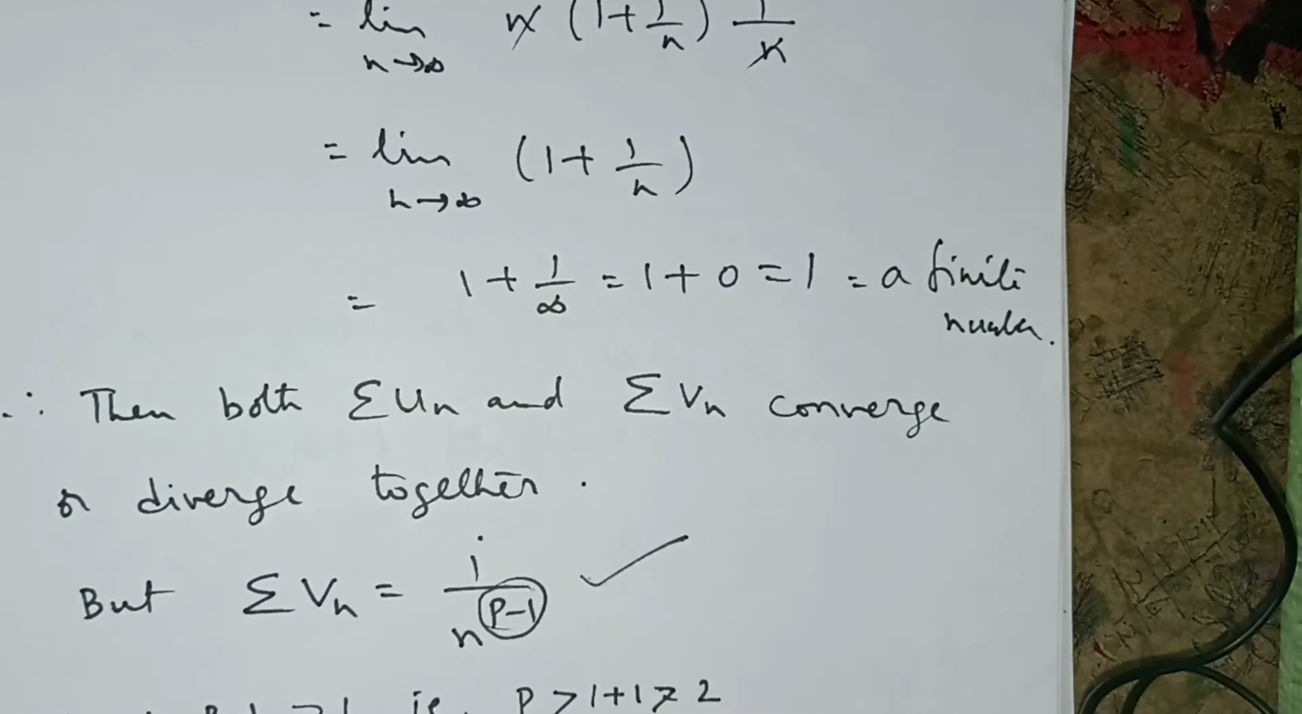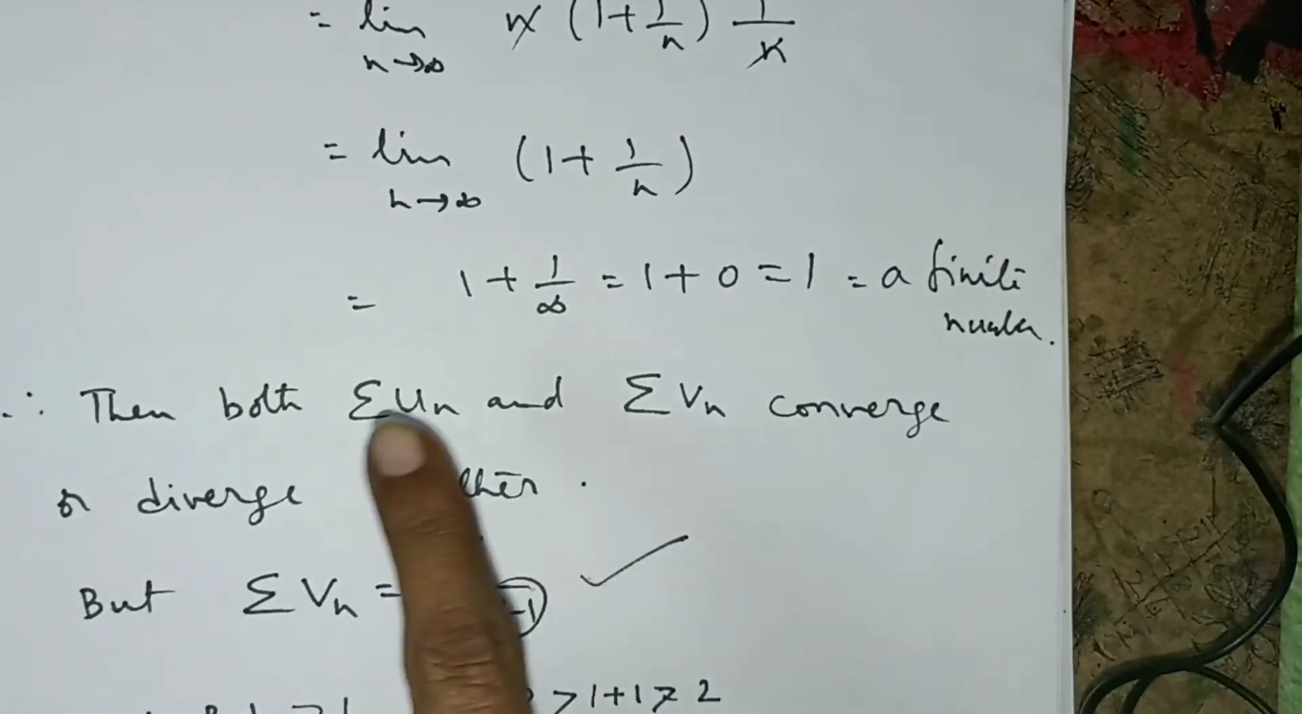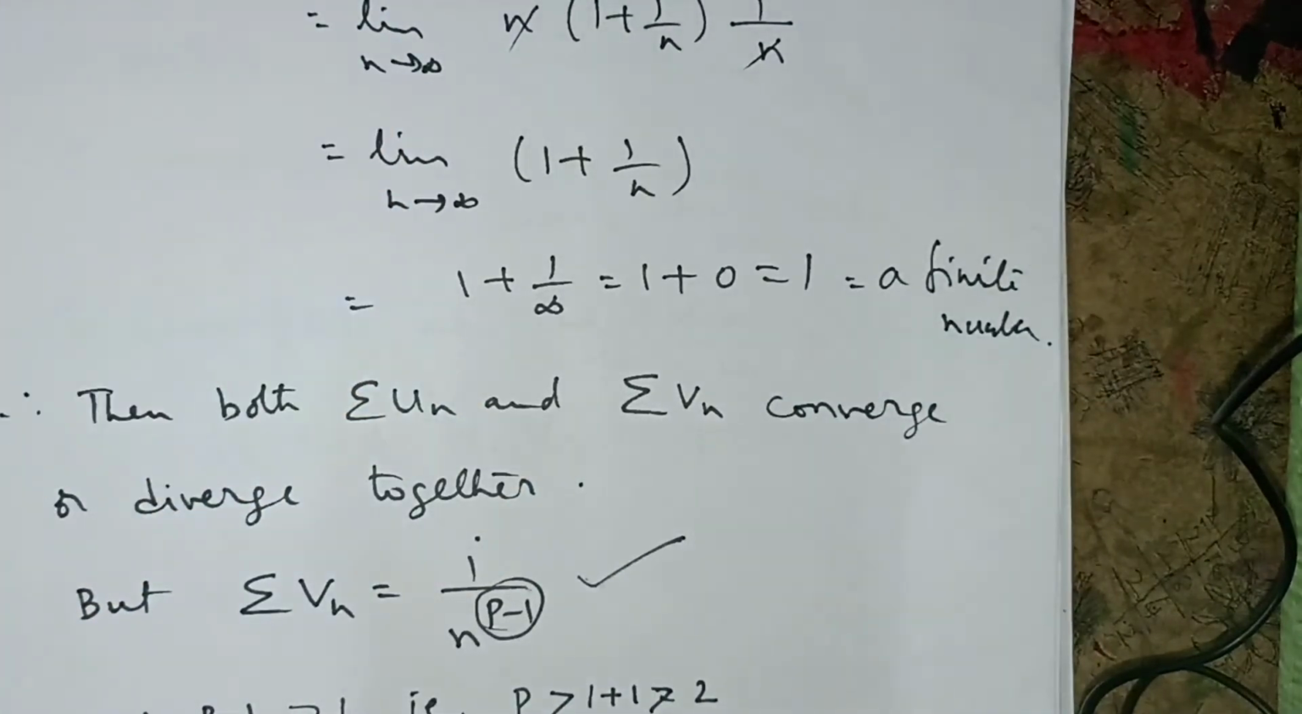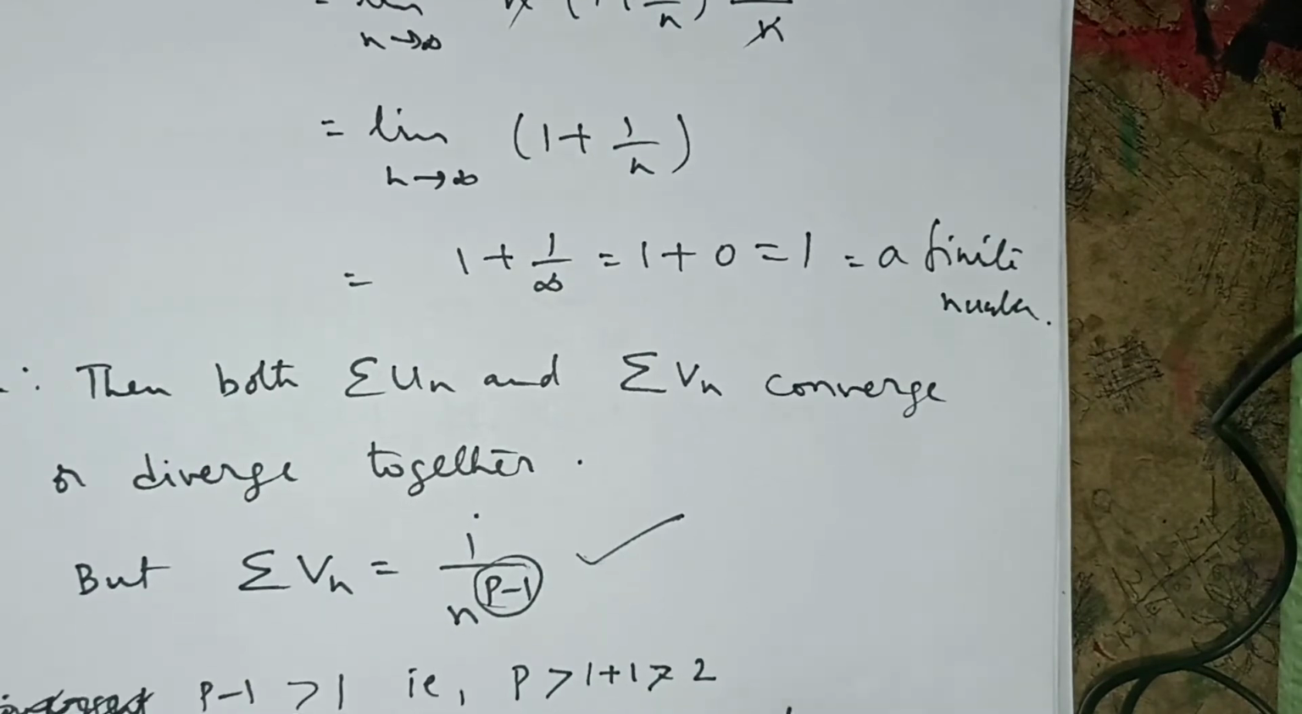Now how to find whether the given series is convergent or divergent? We have to take the help of an auxiliary series sigma vn. Take sigma vn equal to, what is our sigma vn? Sigma vn is equal to 1 by n to the power of p minus 1.